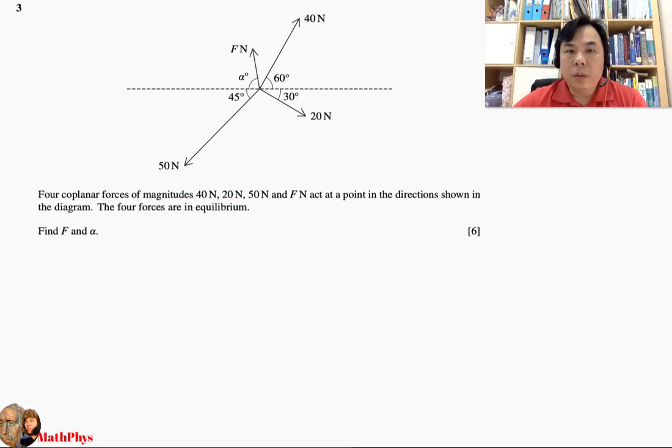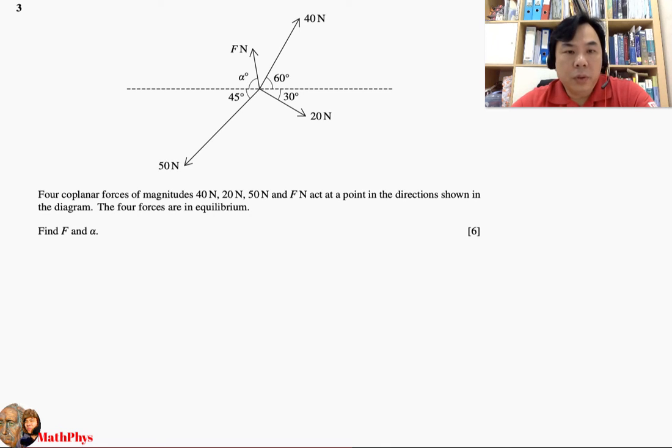All right, welcome back to our third question here. This is a question about equilibrium. All right, let's read it through first as usual. Now we have four coplanar forces of magnitude 40 Newton, 20 Newton, 50 Newton, and F Newton acting at a point in the directions shown in the diagram there.